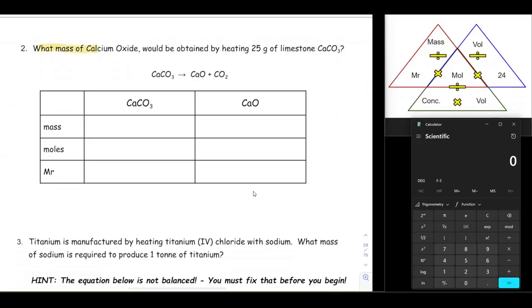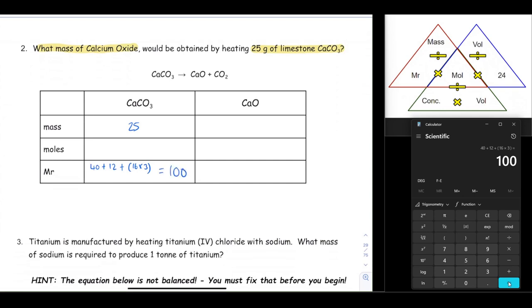What mass of calcium oxide would be obtained by heating 25 grams of limestone? So we plug into the table method what the question tells us already. We know we have 25 grams of limestone. We can work out the relative molecular mass because calcium is 40, carbon is 12, and oxygen is 16, and there are 3 of them. So we have 16 times 3. If we plug that into our calculator, 40 plus 12 plus 16 times 3 gives us 100.